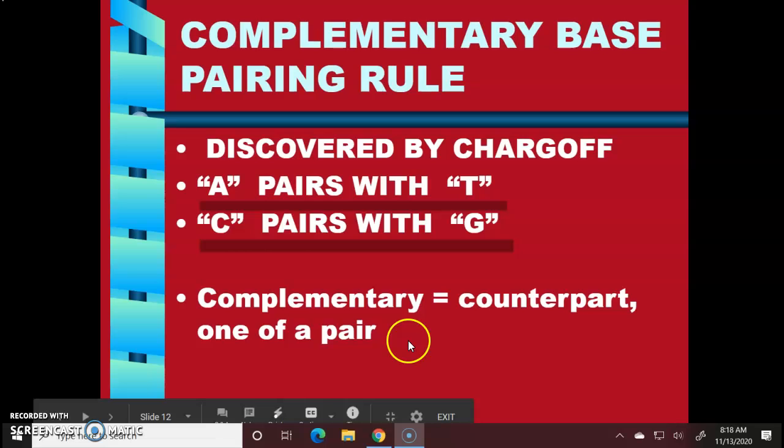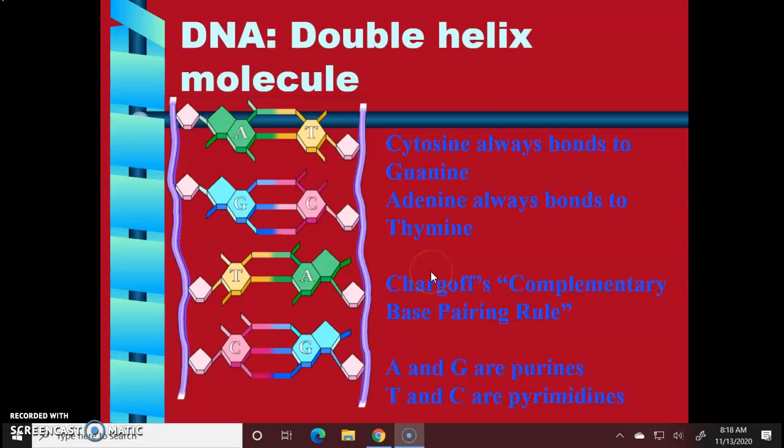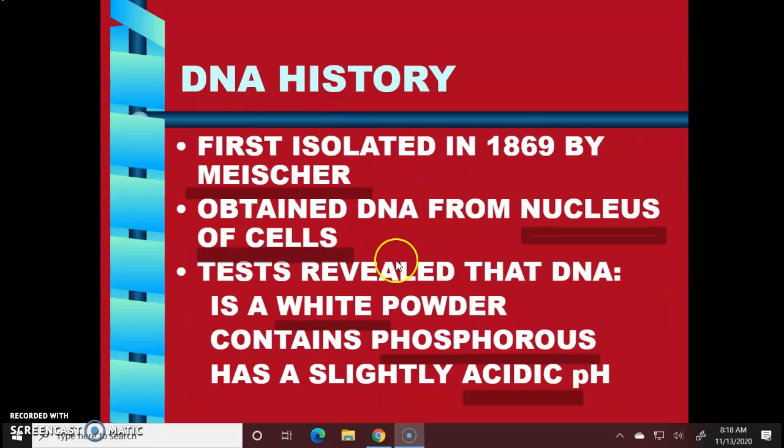Now, what holds them together is a weak hydrogen bond that holds those together in the center, and then it's twisted, and that strengthens it. Now, how was this discovered? Well, it was first discovered by Miescher in 1869. So we've known about DNA for a while. We just didn't really know what the structure was.